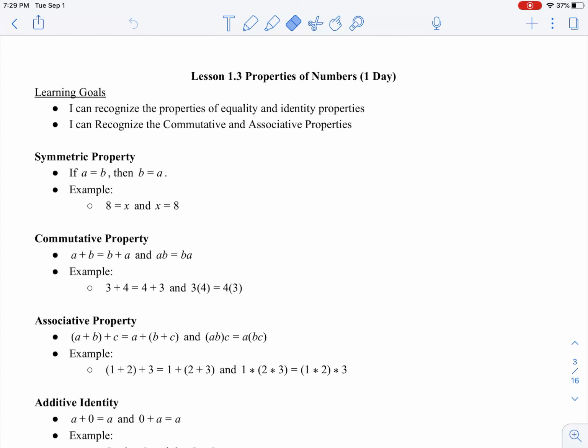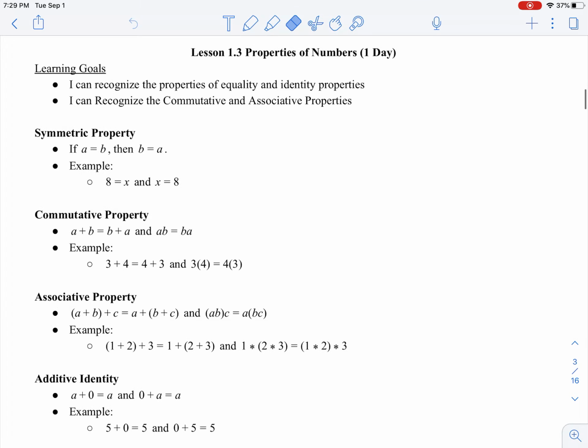This is 1.3 properties of numbers. The first property I'm going to talk about is the symmetric property. The symmetric property, basically, as you can see, it means if A equals B, then B equals A. It kind of just switches things around.